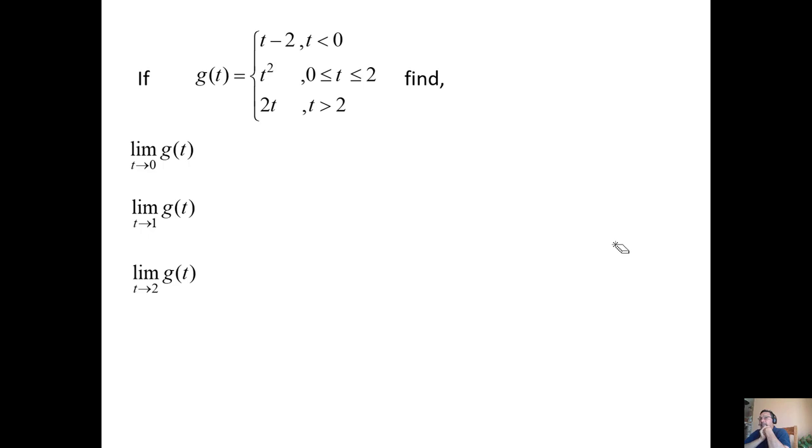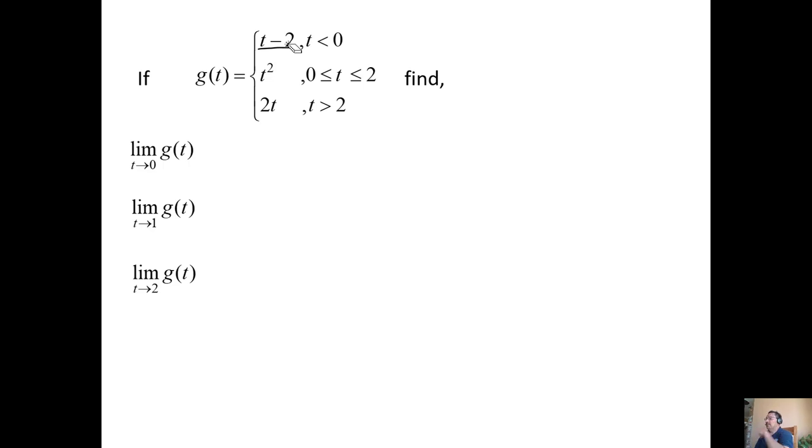Okay, so what you have here is called a piecewise defined function. You should have seen these in pre-calculus. You should understand how this function is defined. It's called a piecewise defined function because it's defined in pieces, right? So for values less than 0, your function is this line, t minus 2.